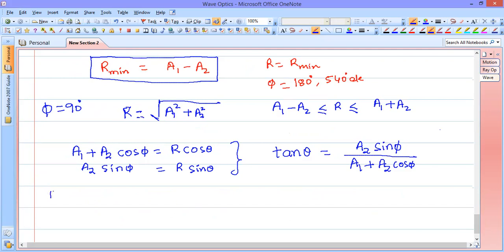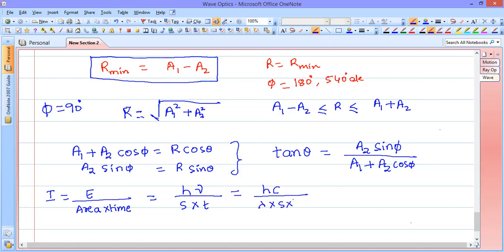Now, intensity is equal to energy per unit area and per unit time. If I consider one light ray, the energy can be written as h nu, and area is indicated with S. So I can write it as hc by lambda divided by area times time.